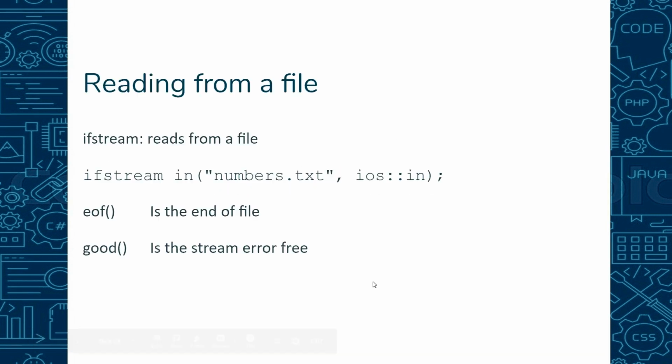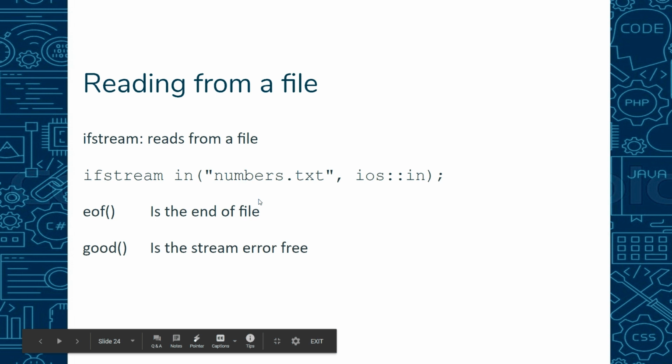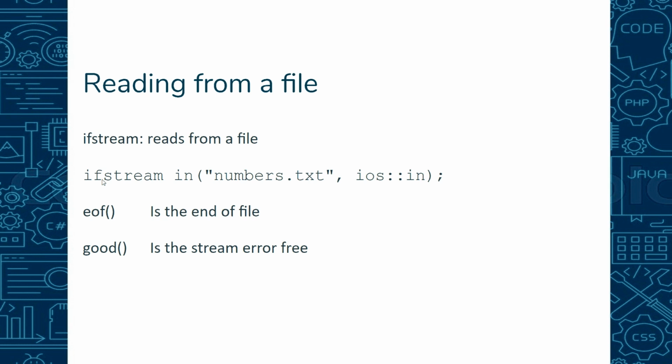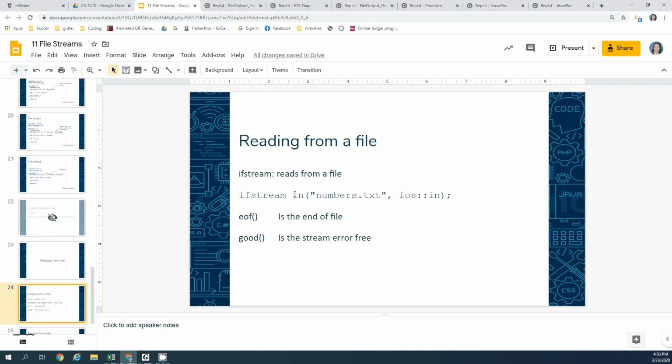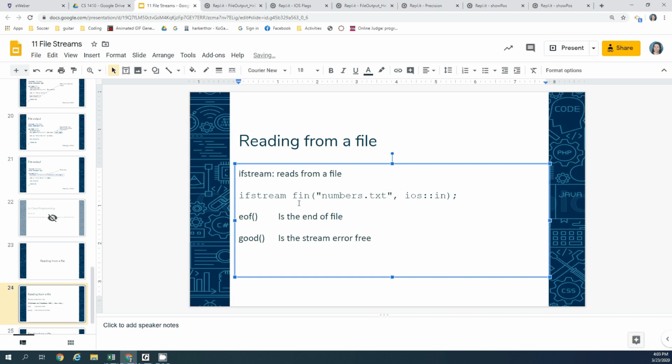Okay, reading from a file. A couple more functions, a couple trickier things on reading from the file. So in this case, instead of ofstream, I now have ifstream, input file stream. I don't usually call it in, I usually call it fin, because that way it looks like a cin statement, but instead of going to the console, it's going to the file. And so that's just a standard naming practice I have for it.